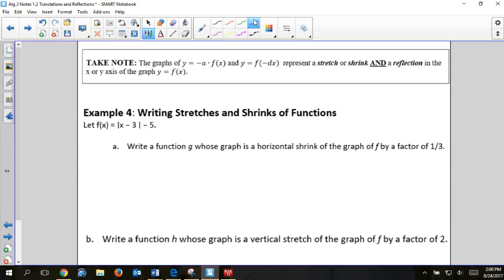So we're going to write the equation of stretches or shrinks of functions. So here is our f of x equals absolute value x minus 3 minus 5. So that's our starting function. And we're going to write a function g whose graph is a horizontal shrink of the graph of f by a factor of 1/3. First question, what is the name of the function?